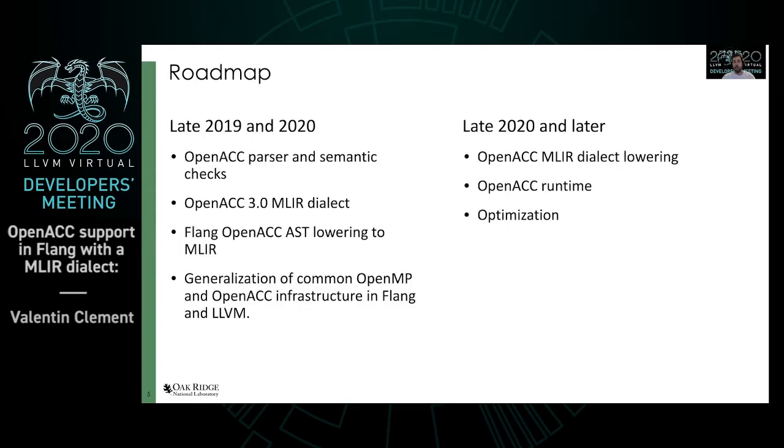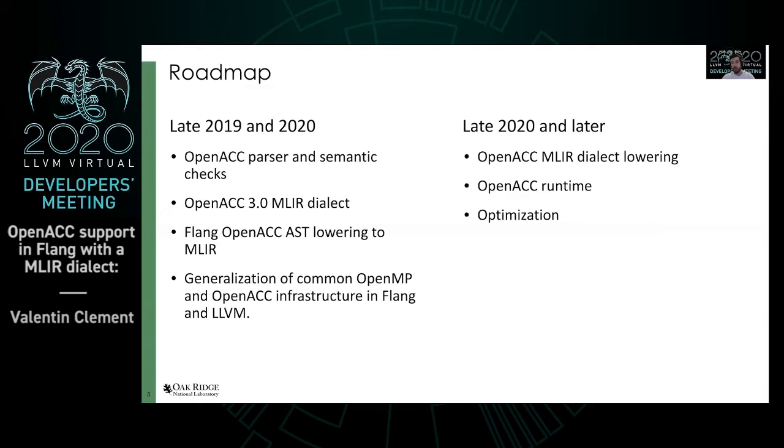The roadmap of our project is shown in this slide. We began this project in late 2019, and until now we have focused on the OpenACC parser and semantic checking in Flang, as well as designing an OpenACC MLIR dialect. We have been working as well to lower the OpenACC AST to a mix of FIR and our OpenACC MLIR dialect. And finally, we have contributed a generous part of Flang and LLVM to support more than one directive-based language and share lots of common code with OpenMP.